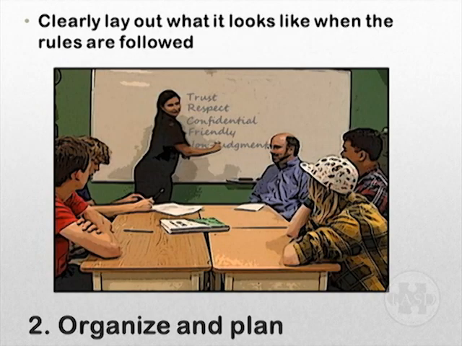Clearly lay out what it looks like when the rules are followed. If students can write out the norms, it's very easy to simply point to the list when a norm is being violated. Students respond well to this tactic rather than implementing rules with consequences.